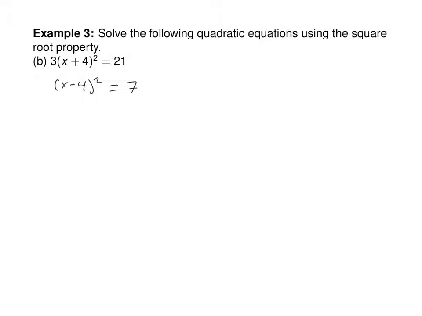Now square root both sides. What does square rooting do to the squared? Just away. Bye-bye. x plus 4 equals plus or minus root 7. Subtract 4. So negative 4 plus or minus root 7.